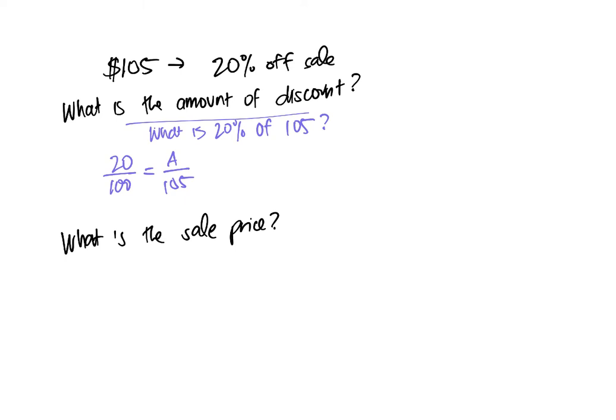Cross multiplying, we have 100A is equal to 20 times 105, which is 2,100. Dividing by 100, we have A is equal to 21. The amount of discount is $21.